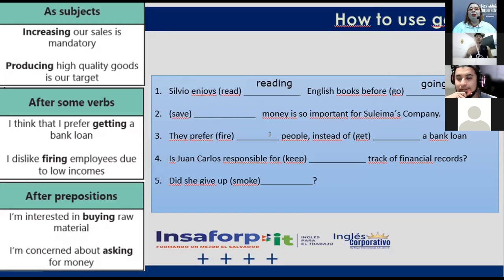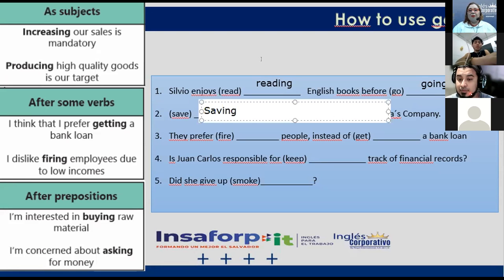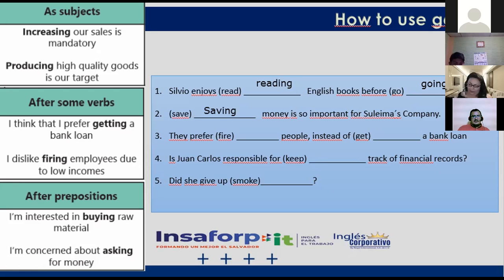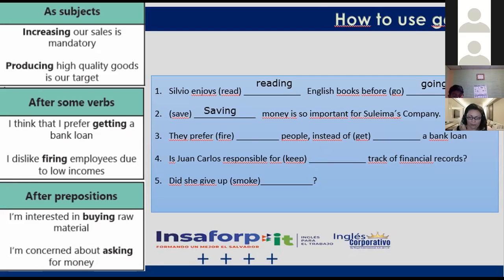Number two. Saving money is so important for Suleyma's company. Okay, good. Saving money is so important for Suleyma's company. Okay, number three. Carlos Eduardo, number three. Okay. They prefer getting people. Okay. Instead of getting a bank loan. Okay.